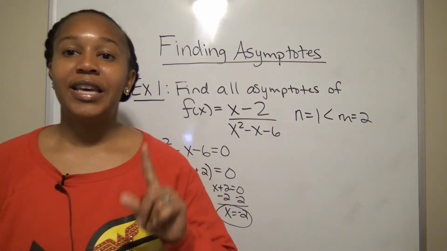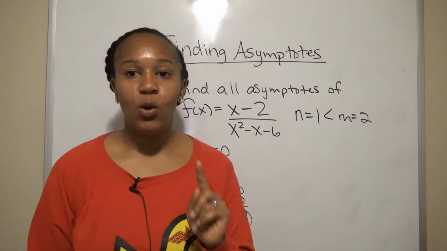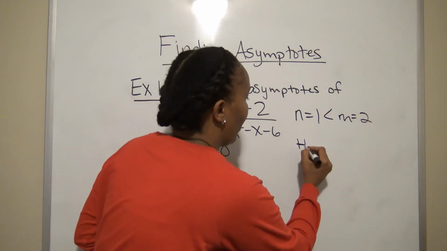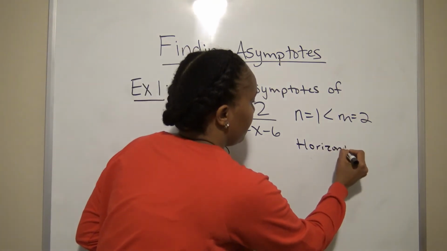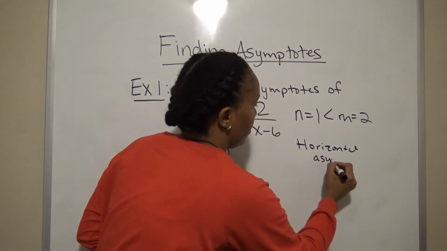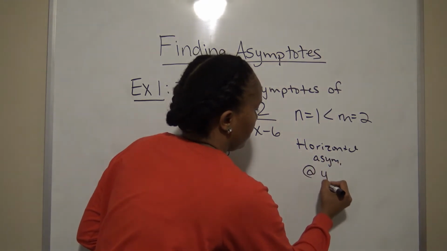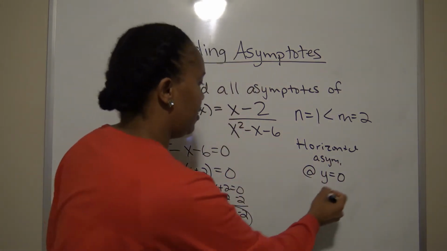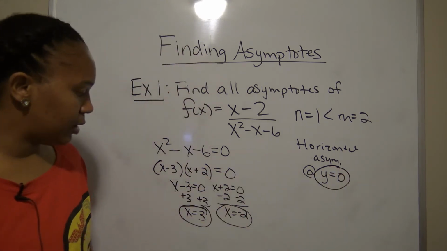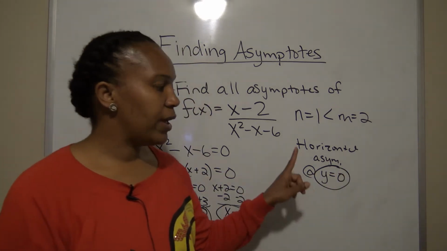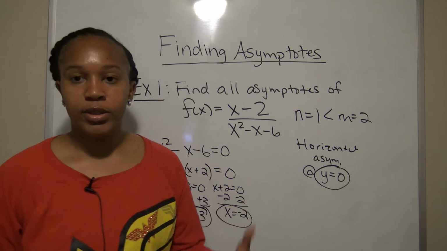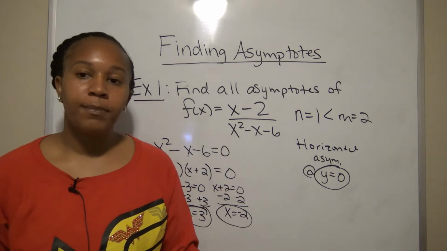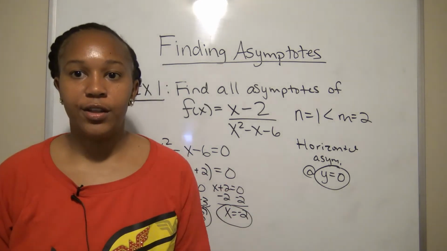Case 1 said that if that was the case, then you have a horizontal asymptote at y equals 0. So then that would be all of your asymptotes. These are your vertical asymptotes. That's your horizontal asymptote. So voila, that's how you will work that. Let's look at another one, another case.